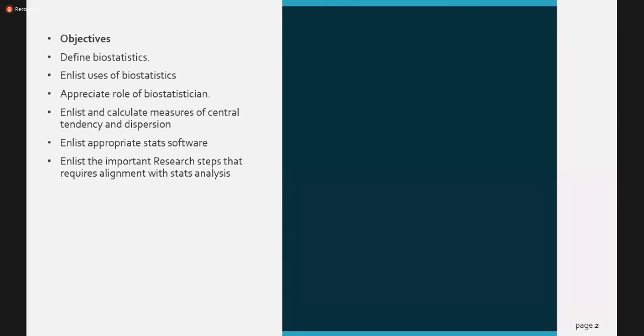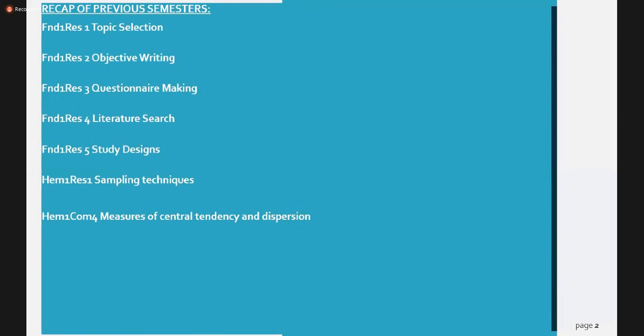And before starting today's lecture, I would like to emphasize that in the foundation years and in the hematology module, you have gone through various lectures related to research, which were on topic selection, objective writing, questionnaire making, literature search, study design, sampling technique, as well as measures of central tendency and dispersion.